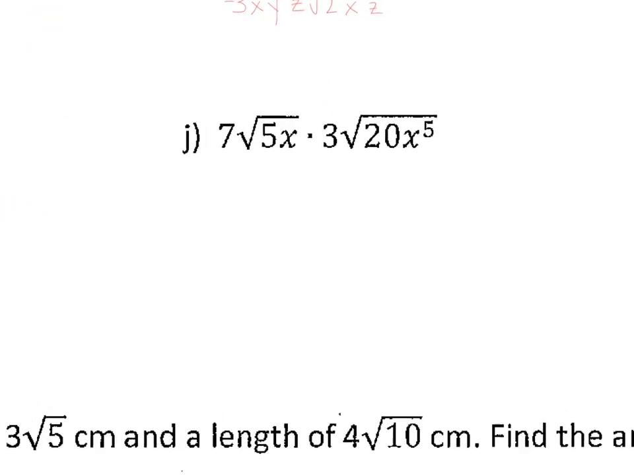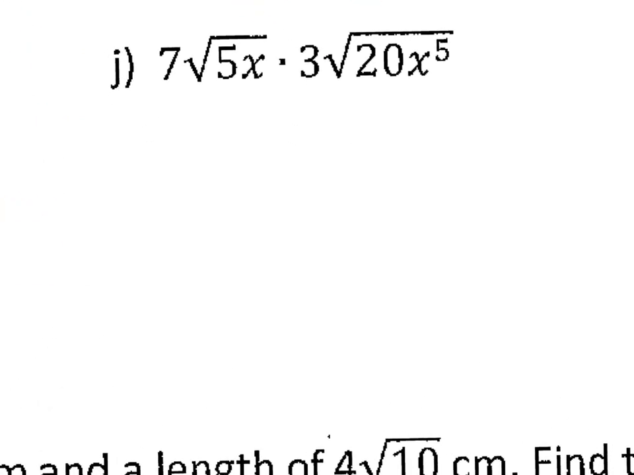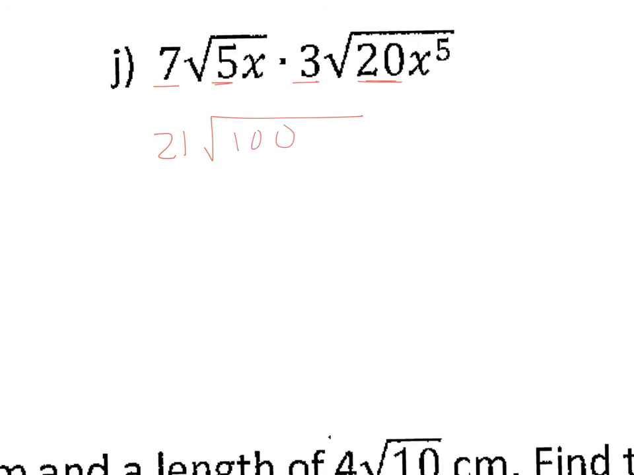Okay. All right, J. I want you to go ahead and pause the video, and I want you to try J on your own. Okay, so let's go ahead and walk through this. So first off, you should have multiplied the outsides together and got 21. On the inside, we're going to multiply the 5 and the 20, and we're going to get 100.